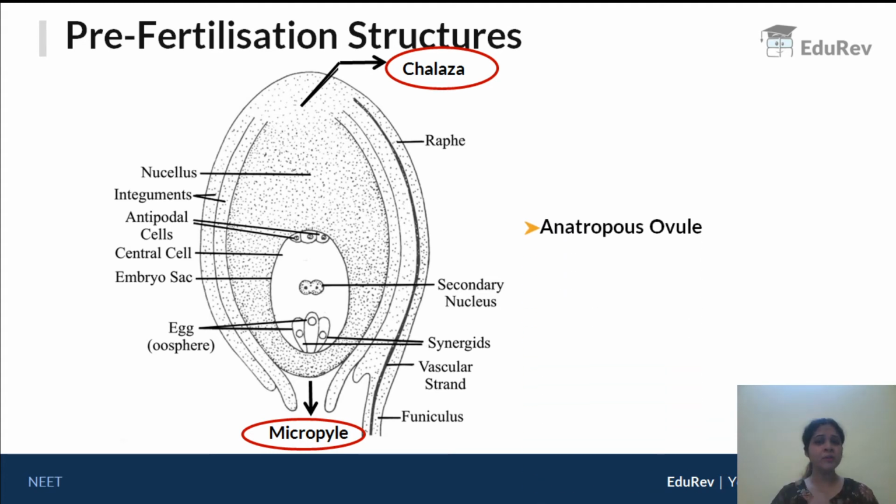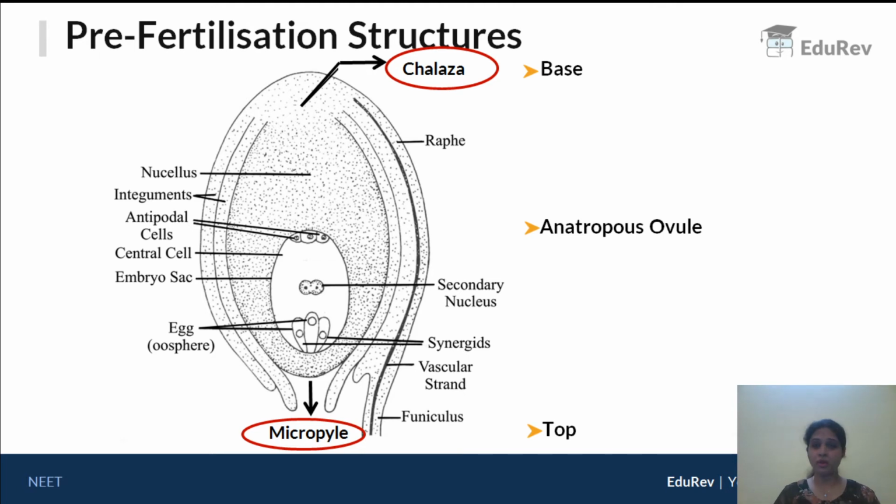Now this particular anatropous ovule is actually an inverted ovule, and since it is an inverted ovule, though we draw it in this particular form for simplicity's sake, and according to this figure, the chalaza seems to be on top and the micropyle seems to be below. If an anatropous ovule is actually an inverted ovule, the chalaza, technically speaking, is the base, and the micropyle, technically speaking, is the top portion. So we need to remember this part.